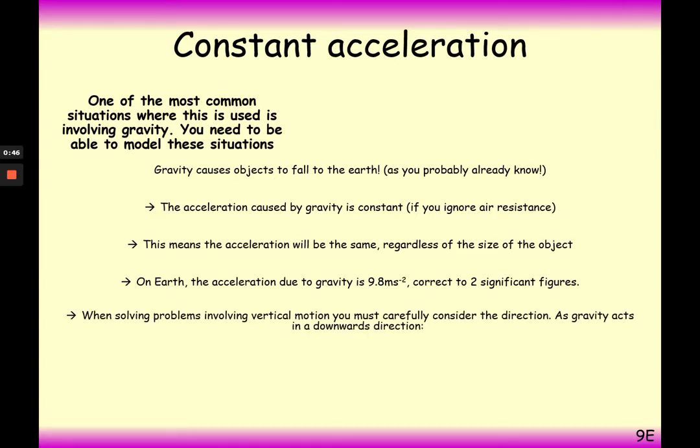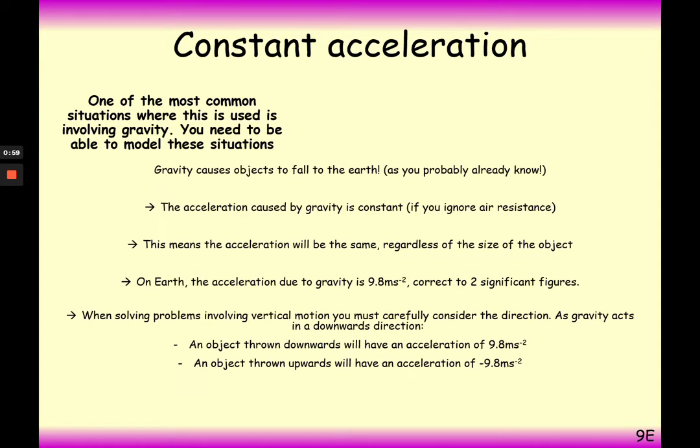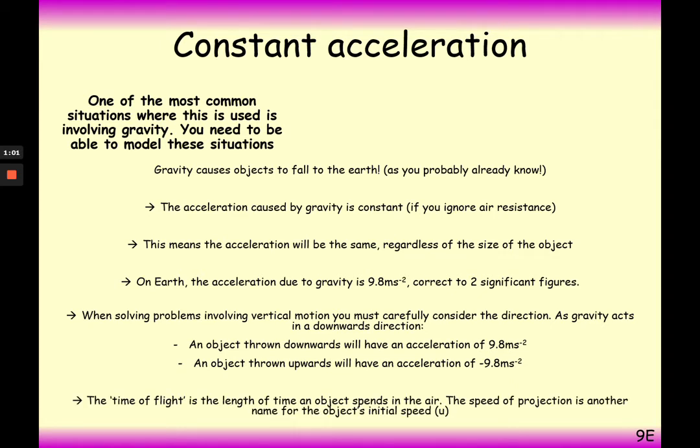We need to be careful when we're doing these calculations. Remember, gravity is always going downwards, so when you decide which direction you're taking as positive for the motion, you need to consider whether gravity is going to be positive 9.8 or negative 9.8. And finally, the time of flight is the time from when a particle is released to when it lands, when it stops moving. Okay, so let's go through a couple of examples.